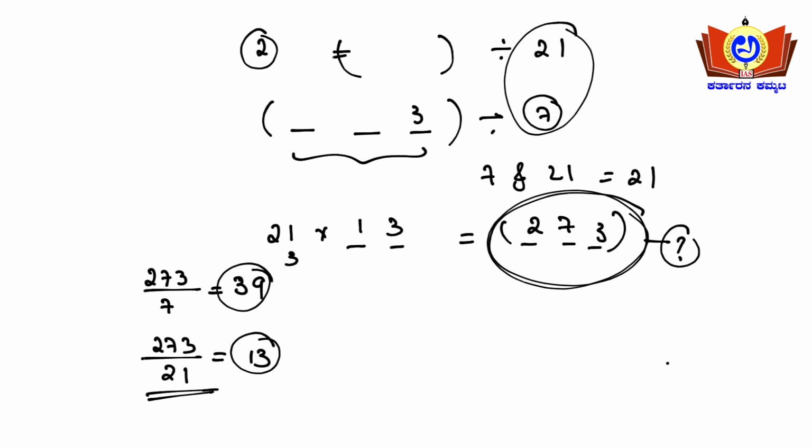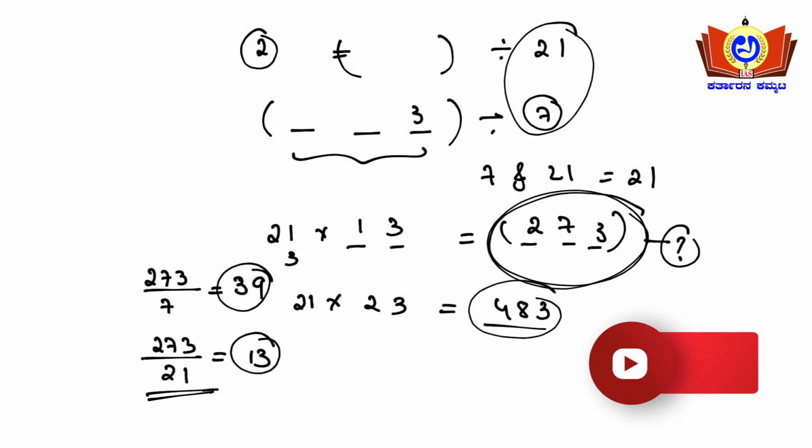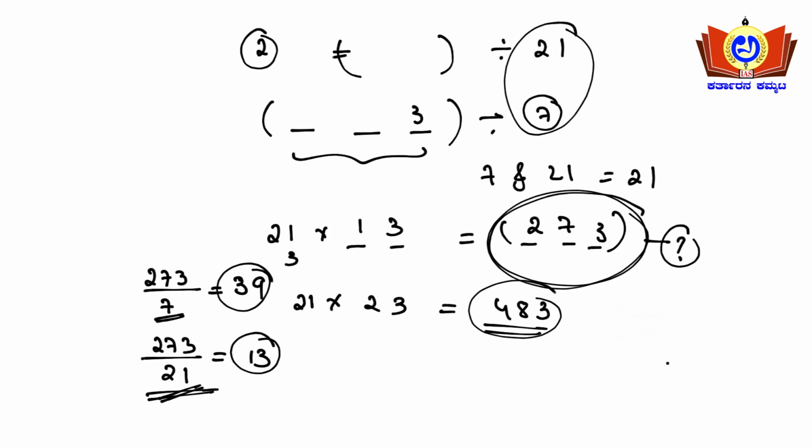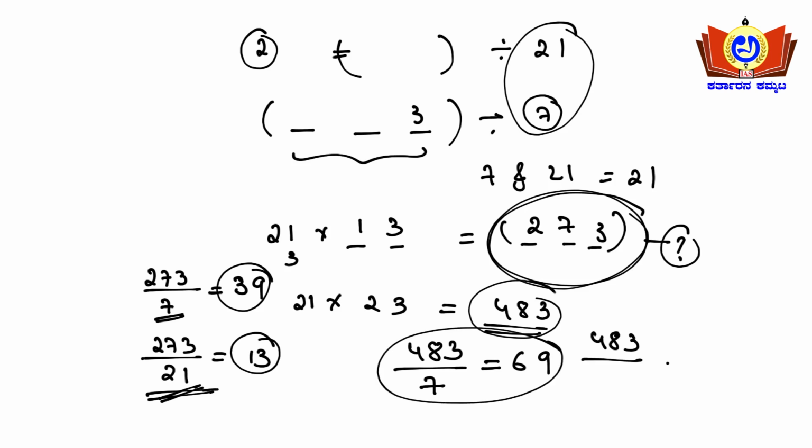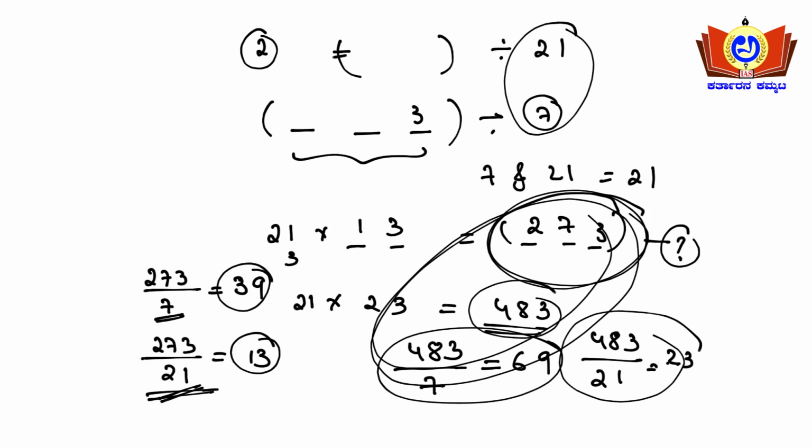See here, 21 into 3 will be there. I shall take 2 here. So 21 into 23, that number will be 483. I need to check whether 483 is divisible by 7 and also by 21. 483 divided by 7 is 69, so it is divisible by 7, and similarly divisible by 21, which gives 23. Hence we got two numbers, my dear friends. We are not getting the exact number here.